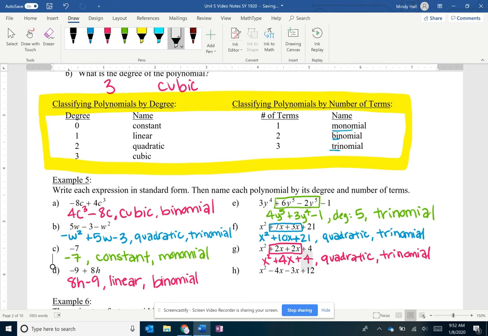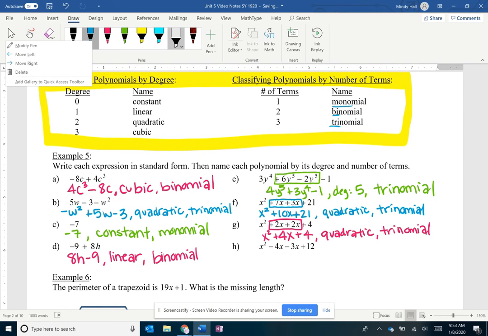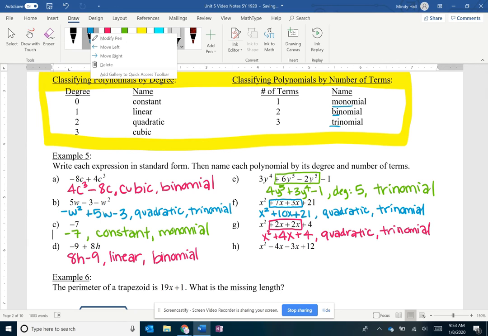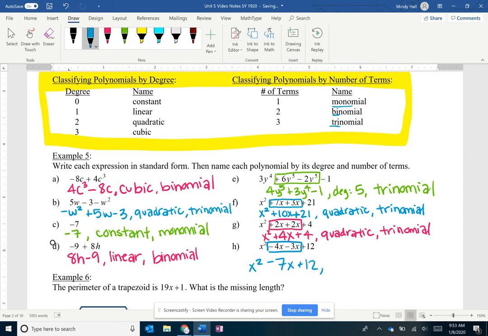Okay. All right, so last one, we have x squared minus 4x minus 3x plus 12. And so negative 4x minus 3x would be negative 7x. And so then we would have x squared minus 7x plus 12. Our degree is 2, which makes this a quadratic. And we have 1, 2, 3 terms again, so this is a trinomial. Okay.